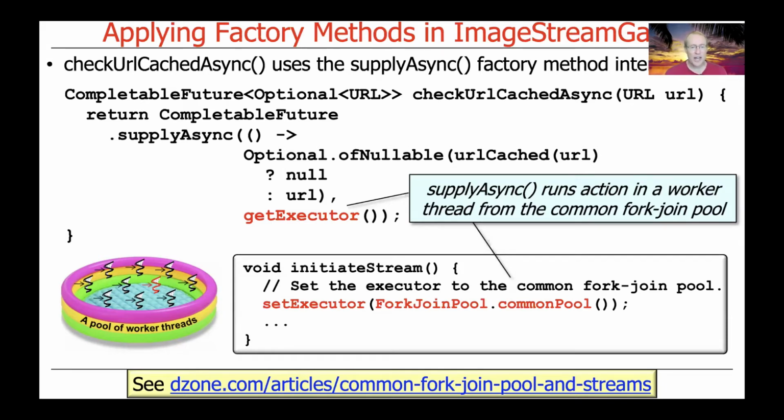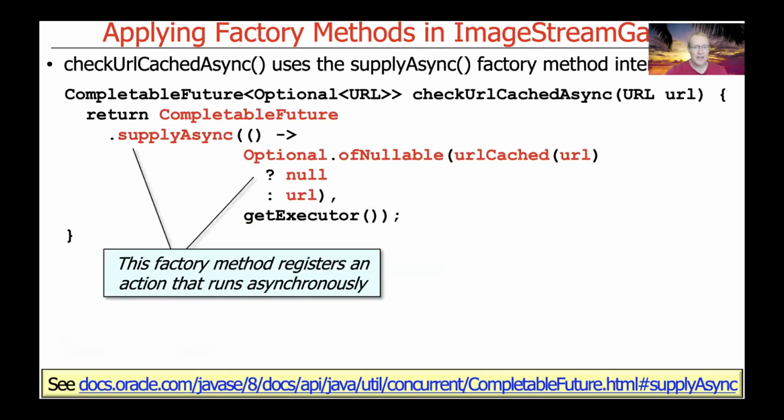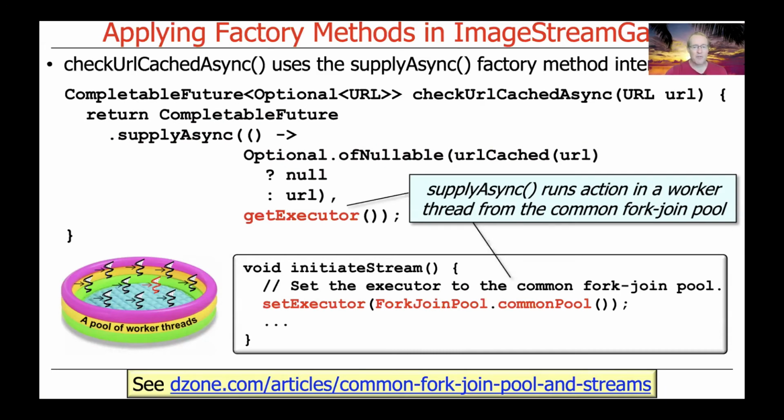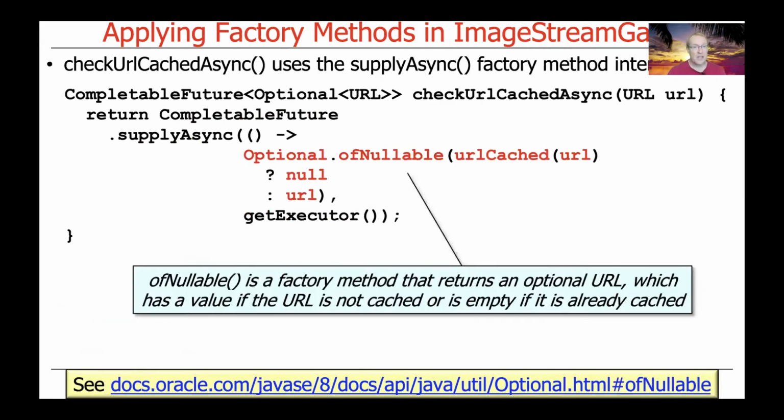In this particular case, we're going to set the executor for this particular implementation, the ImageStream CompletableFuture 1 variant, to use the fork join pool common pool. So we're using the common fork join pool. But if we were to take a look at the ImageStream CompletableFuture 2 implementation, we'd see that we would have a different pool used there. So the long and the short of it, this means that supplyAsync is going to run the action that was registered here in a worker thread from the common fork join pool. Here's the action that gets registered.